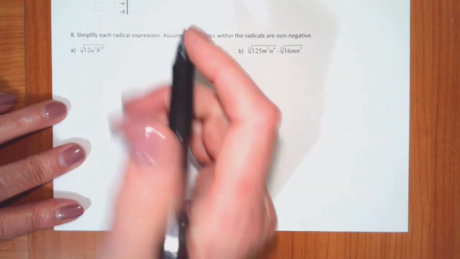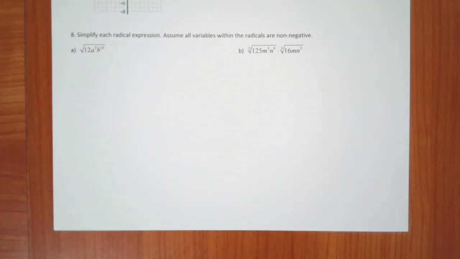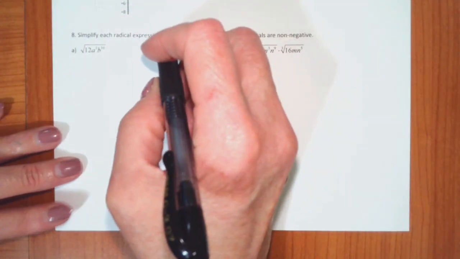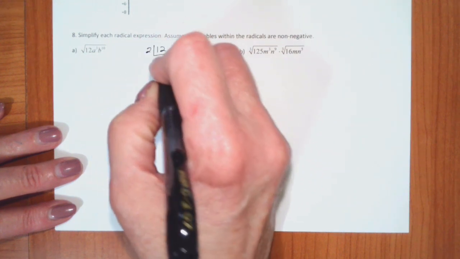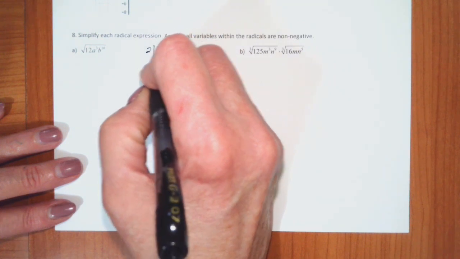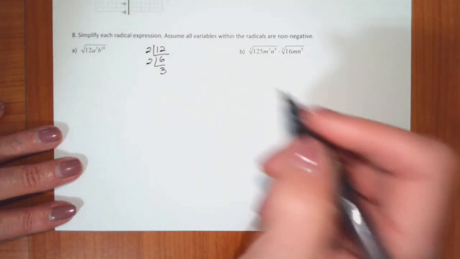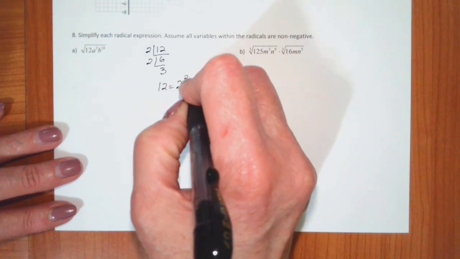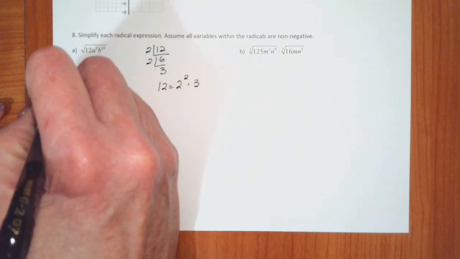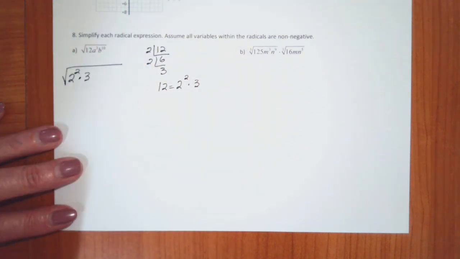So here, the first thing I'm going to do is look at 12. I know 12, if I break it down, is divisible by 2, which gives me 6, which is divisible by 2, which gives me 3. So 12 is equal to 2 to the second times 3. So when I start simplifying this, I can write this as 2 to the second times 3.